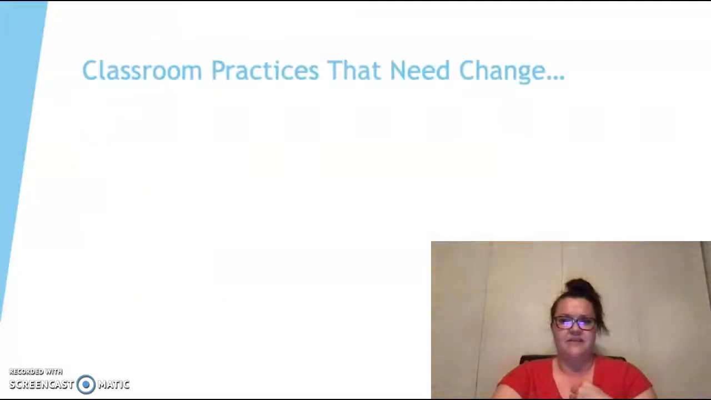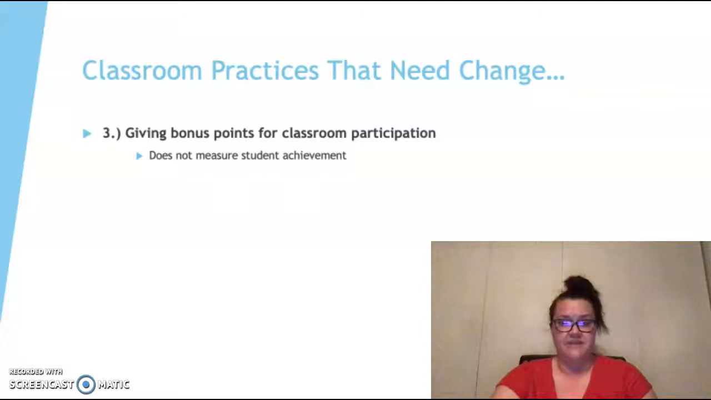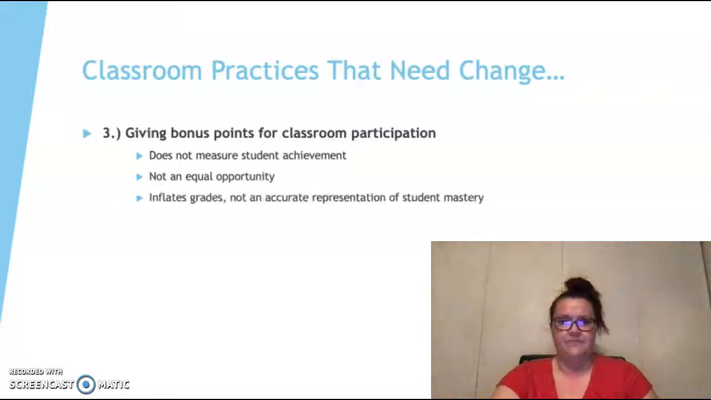Lastly, the classroom practice of giving bonus points for classroom participation. Grades are the main way to measure student achievement. Participating in class does not. It is not a consistent, equal opportunity, and giving points for participation can also inflate grades, which makes it not an accurate representation of student mastery.